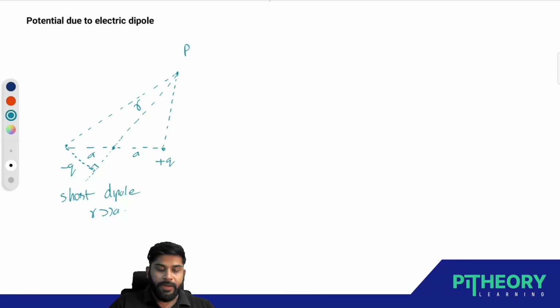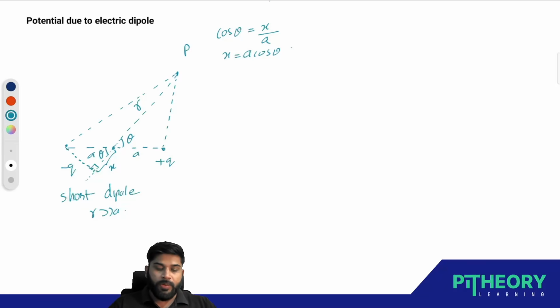If this angle is theta, this angle will also be theta, right? And in that, if you take cos theta, cos theta will be equal to this distance, let's mark it as x, divided by the hypotenuse, which is a. So you get x equal to a cos theta. x is equal to a cos theta.